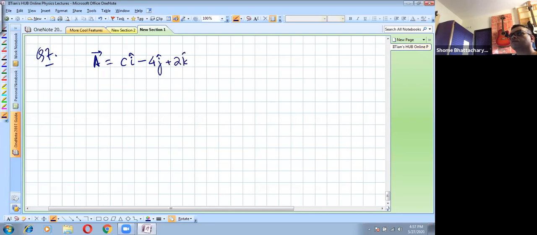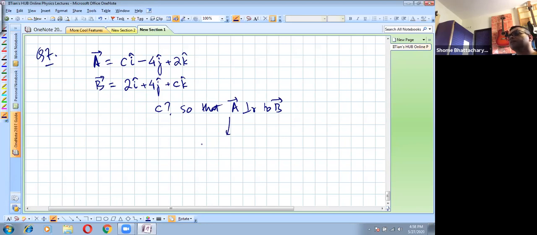And the vector B is given with x and y components known, but the z component unknown. So 2i cap plus 4j cap plus that same unknown c. Now they are asking the value of c so that A is perpendicular to B. So perpendicular condition, we have to just apply the idea that dot product is 0. So this implies that dot product of A and B should be 0.